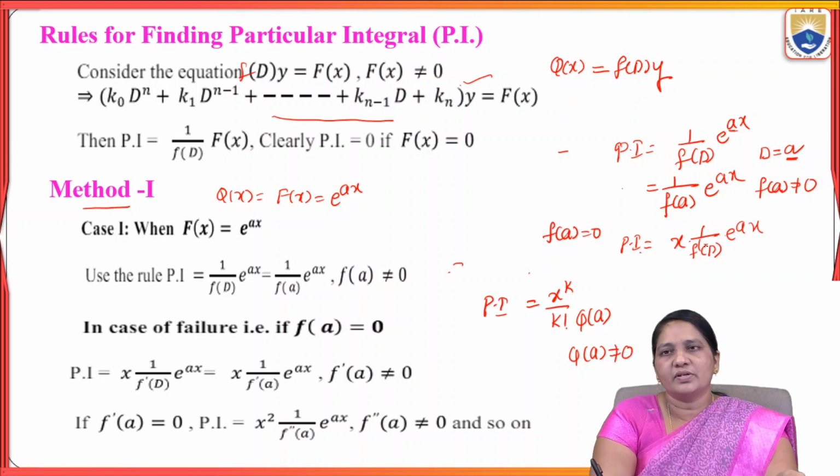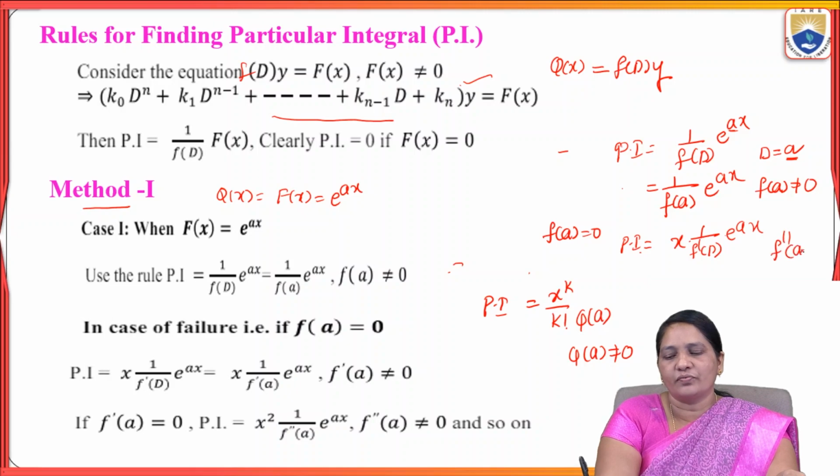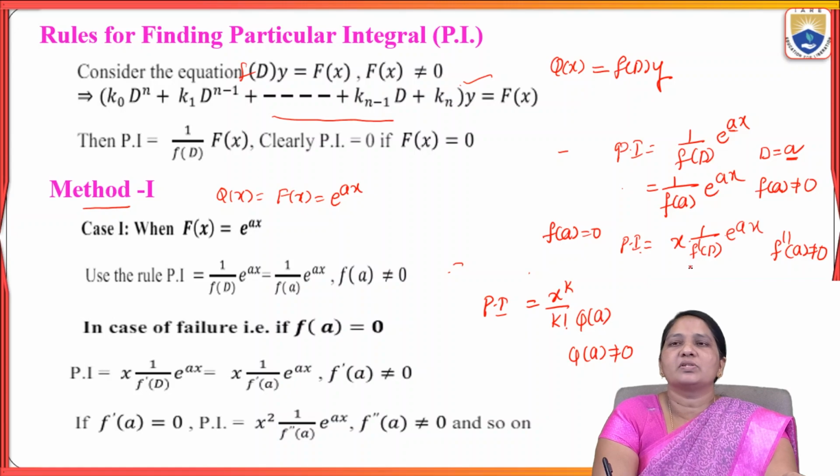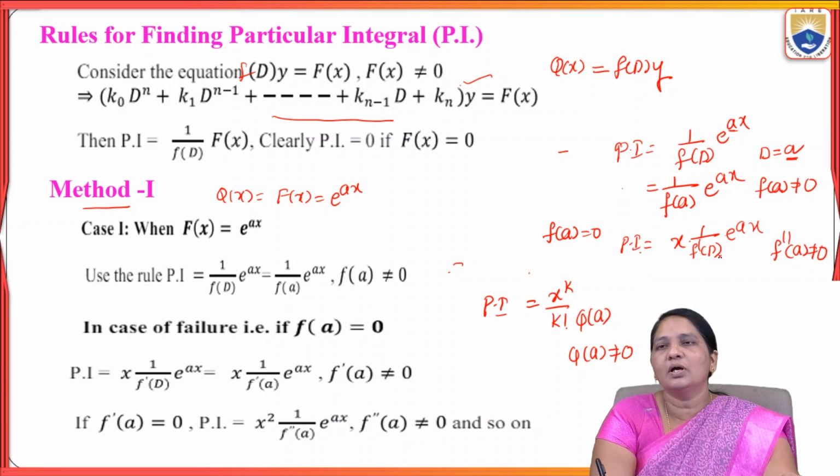We are doing the differentiation here. After the differentiation, f double dash of a should not be equal to 0. So these are the two formulas we can use according to the given equation. Sometimes we can do the differentiation and then replace the a value. Otherwise, we can directly write x power k by k factorial into 1 by phi of a. Here phi of a should not be equal to 0.